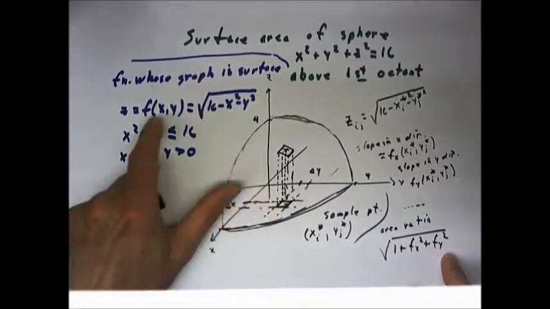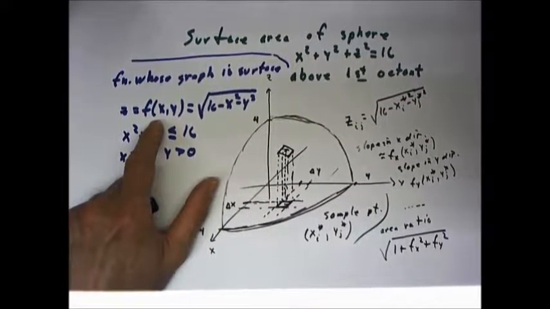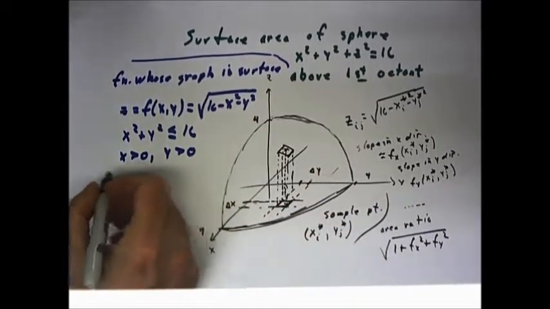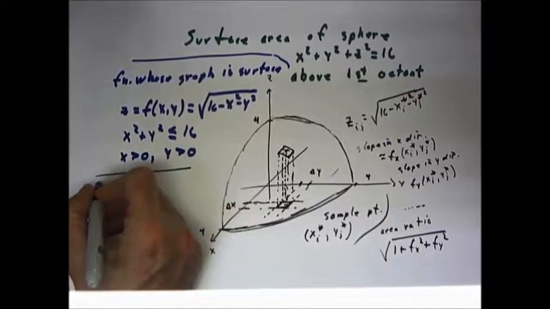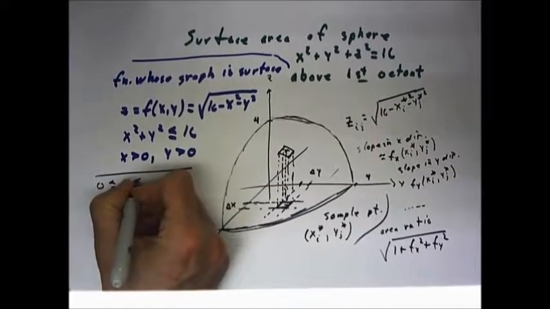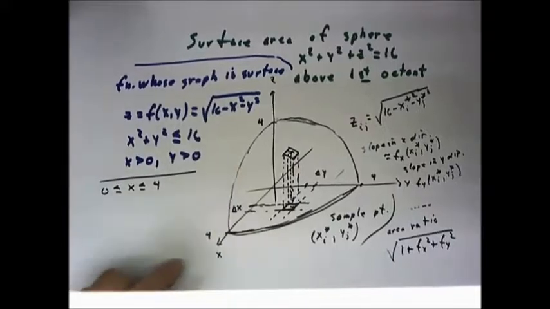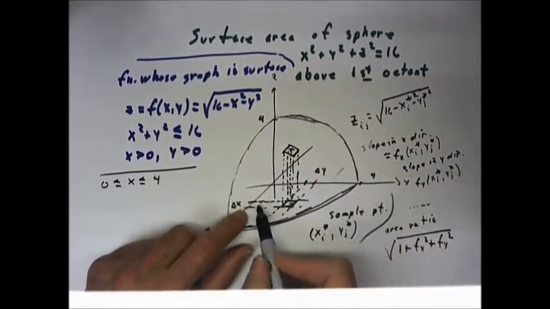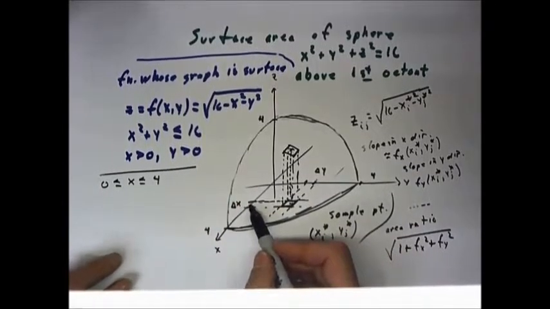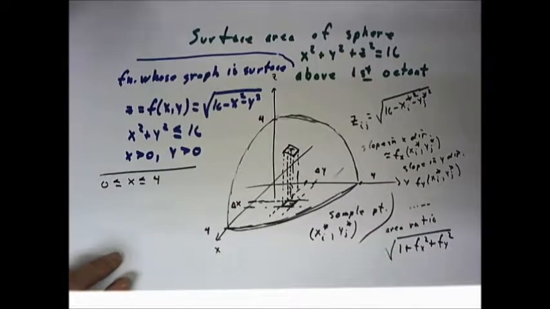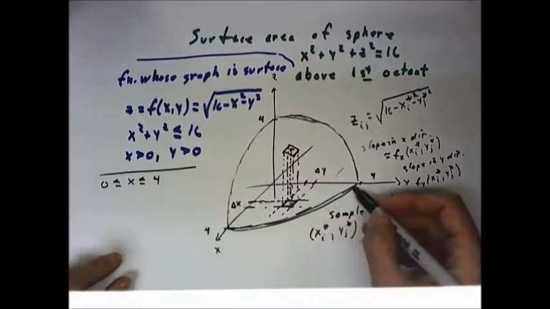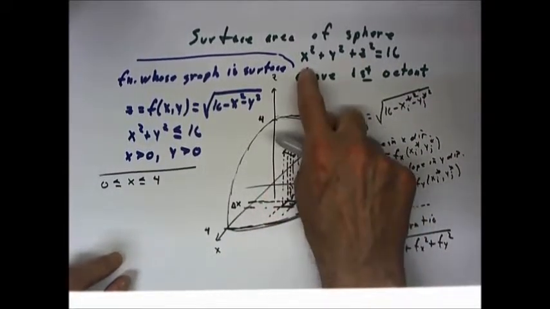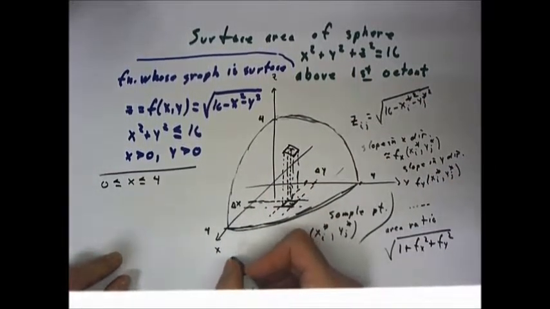from our function z equals f of xy. If we consider the partitions, we see that for any x between 0 and 4, we could have an x interval, and our y interval would then run from here to here, from the x-axis out to this curve. This curve occurs in the xy plane where z is 0, so that on this curve x squared plus y squared equals 16.